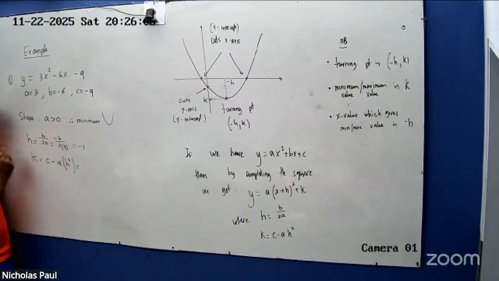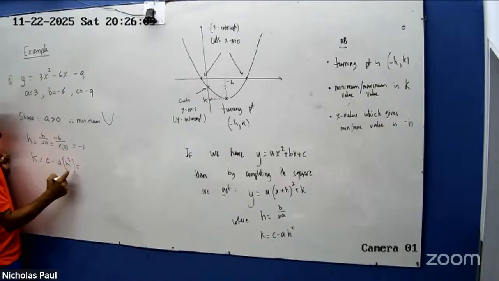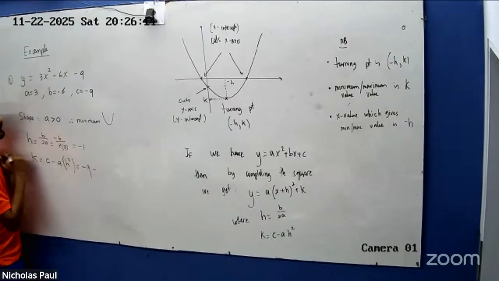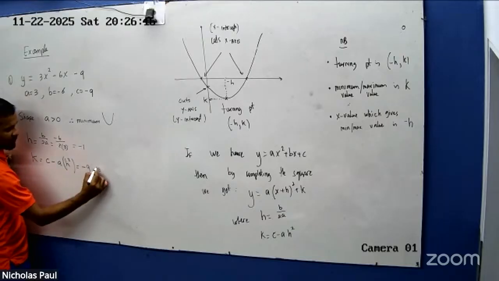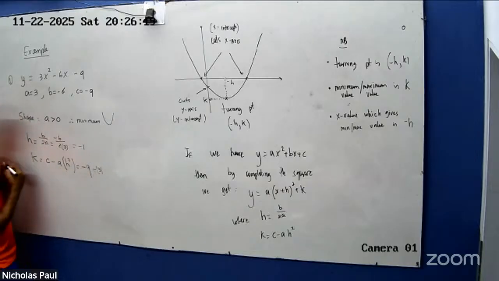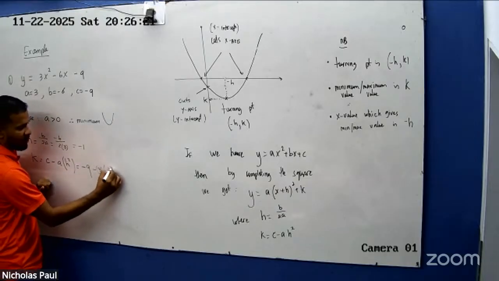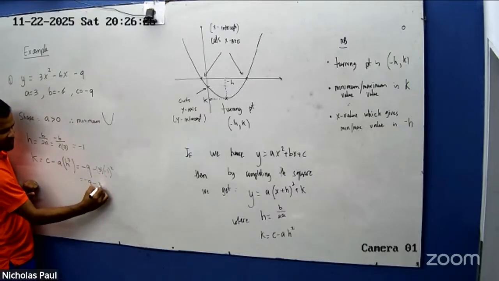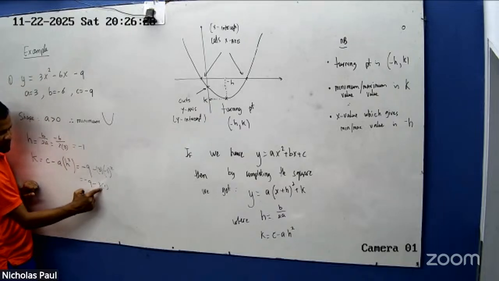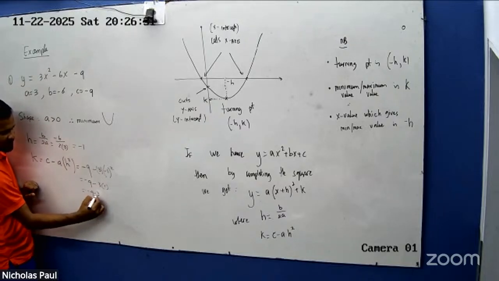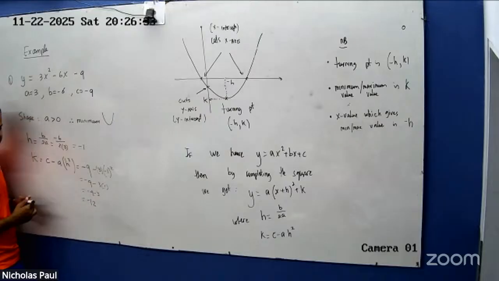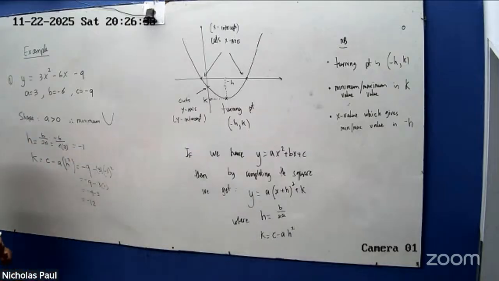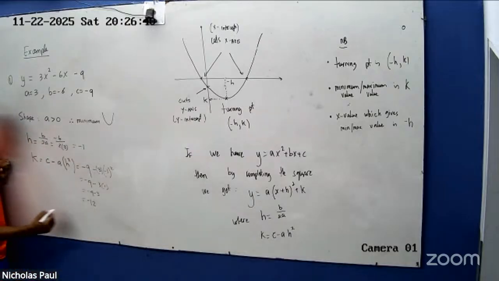Now, as I was saying, C is minus 9, A is 3, and then H is minus 1. So you square H first, so that'll give you a 1. Minus 3 by 1, that is minus 3. So the answer is minus 12. That's okay? So now we know what K is.